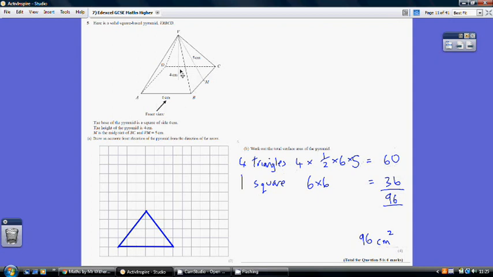Then of course we've got the square on the bottom with sides of 6, so the area of that square is 6 times 6 is 36, so that's a total of 96, and make sure you include the centimetres squared.